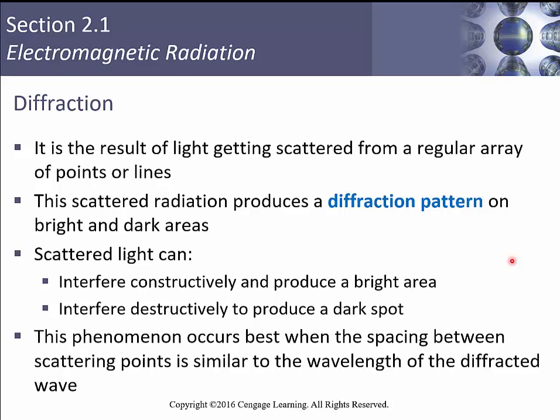So how do we know that light is a wave? Well, we're going to talk about diffraction. We know this from diffraction experiments. Diffraction is the result of light getting scattered from a regular array of points or lines. This scattered radiation produces what we call a diffraction pattern of bright and dark areas, so alternating bright and dark areas. Scattered light can interfere either constructively and produce a bright area, or interfere destructively and produce a dark spot. This phenomenon occurs best when the spacing between scattered points is similar to the wavelength of the diffracted light.